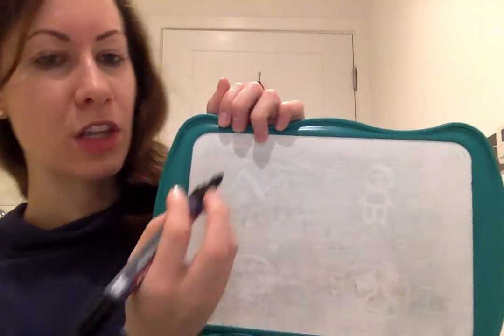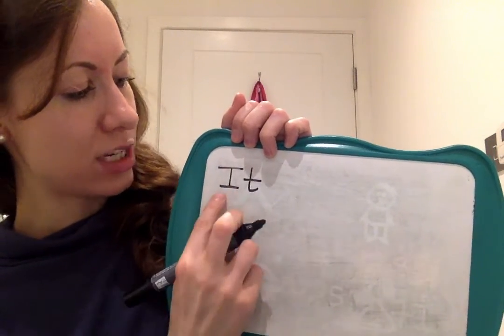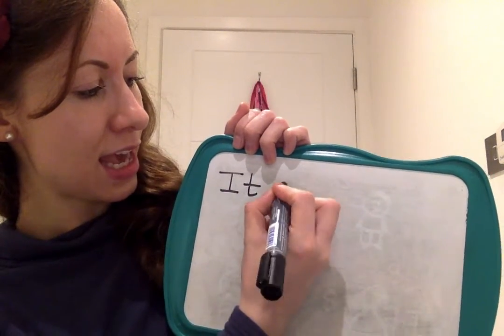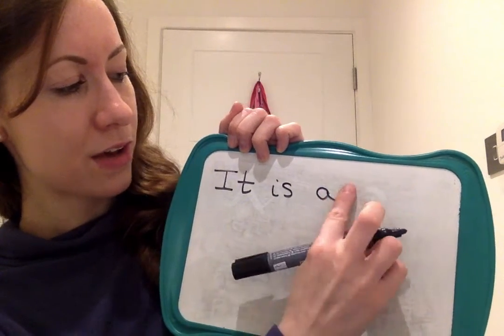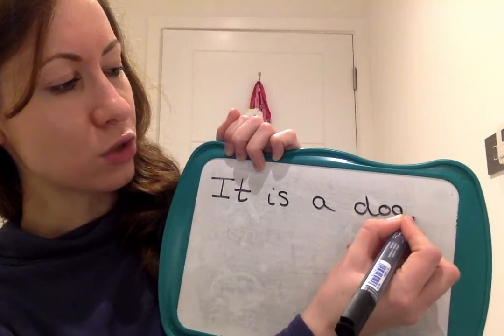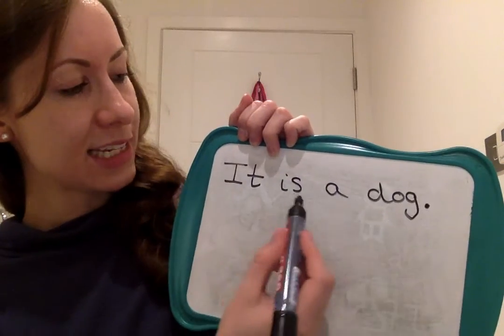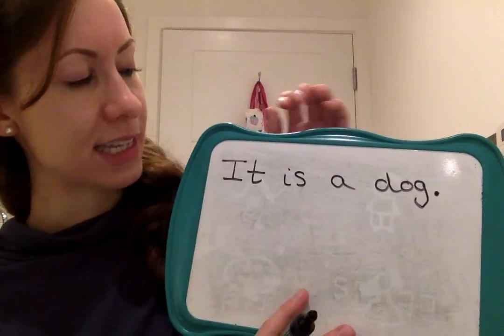So we could have a simple sentence like, it is a dog. So, it. Notice I've remembered my capital letter. So it, finger space, is, finger space, a, finger space, dog. Full stop. Should I have finished? Full stop. Okay, now it is a dog. Now I've remembered all the important things in my sentence.